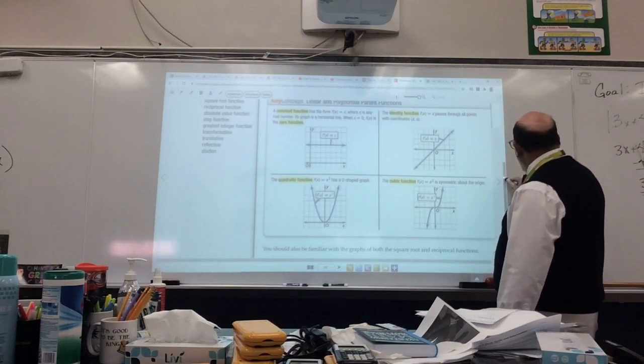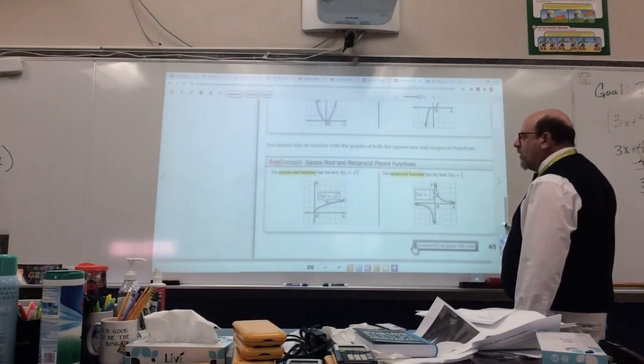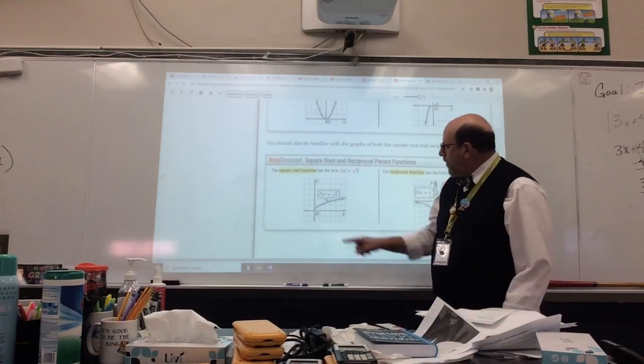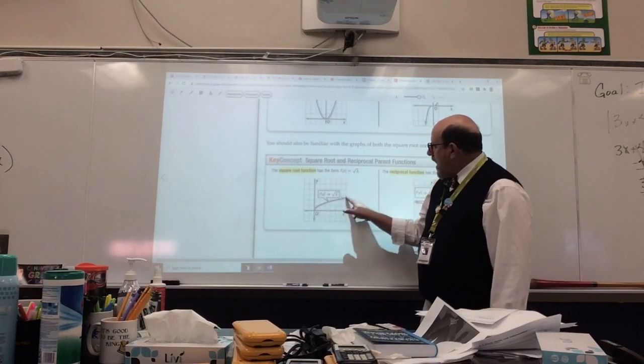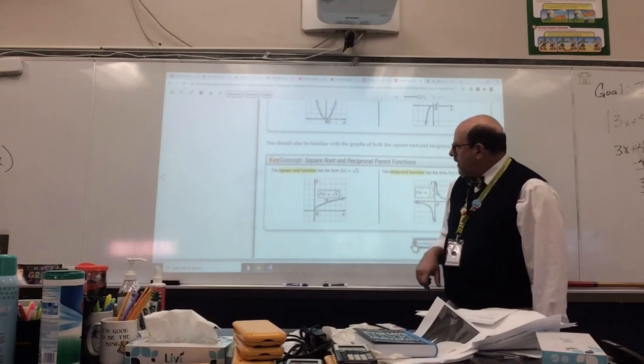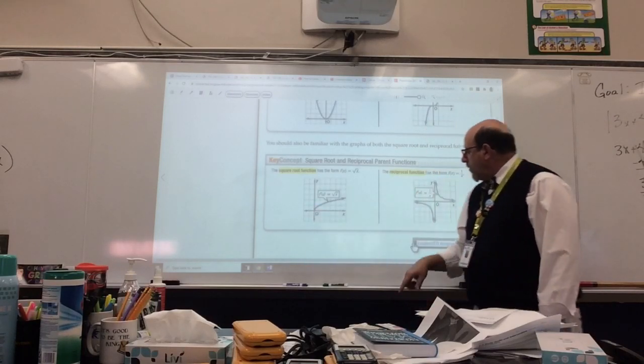Then we had other functions as well. We had the square root function. F of x equals the square root of x, and that's just half of what we think of as a parabola, and that looks like that right there. Everything starts at the origin.